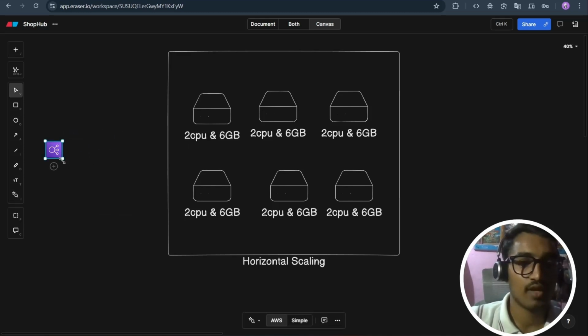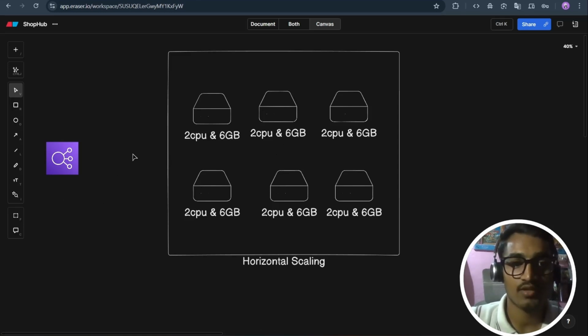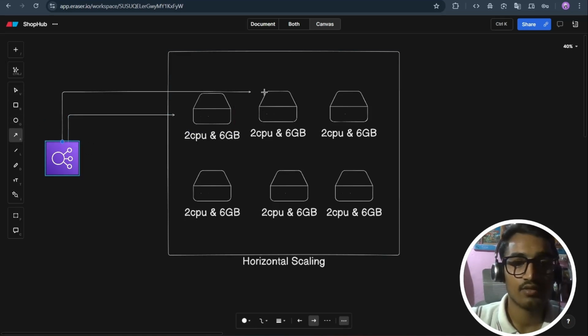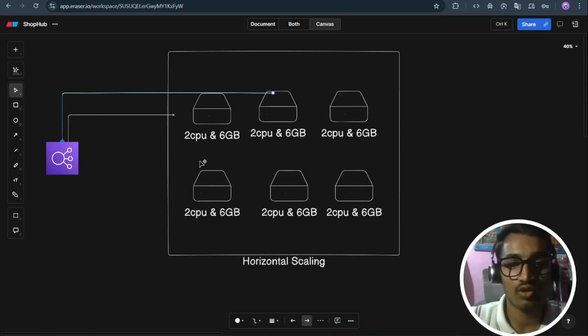So what does a load balancer do? We need to register all servers in a load balancer, and the load balancer equally distributes the load to this server and this server. The load is distributed to each server equally based on the strategy we use. And this is what horizontal and vertical scaling is. Basically, horizontal scaling is very widely used in the industry.